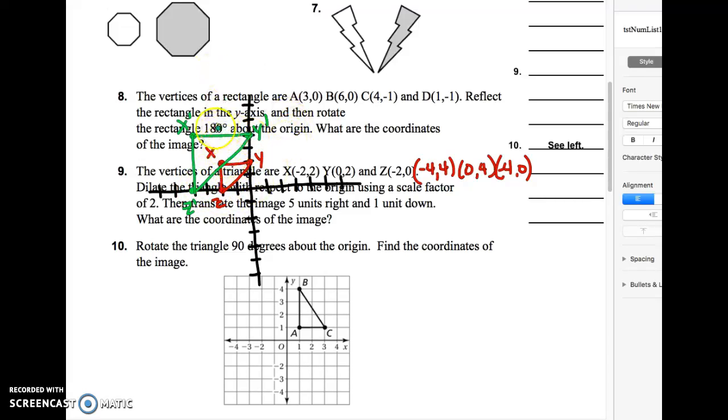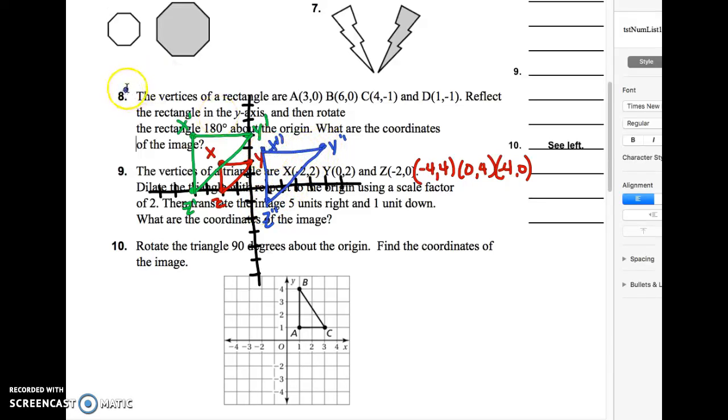Then I'm going to take that prime image and I'm going to translate all 3 points. I'm going to go 5 to the right and 1 down. So I'm going to take y and I'm going to go 5 to the right. 1, 2, 3, 4, 5, and 1 down. That's going to be y double prime. X, go 5 to the right. 1, 2, 3, 4, 5, and 1 down. That's x double prime. And then z, 5 to the right. 1, 2, 3, 4, 5, and 1 down. There's z double prime.